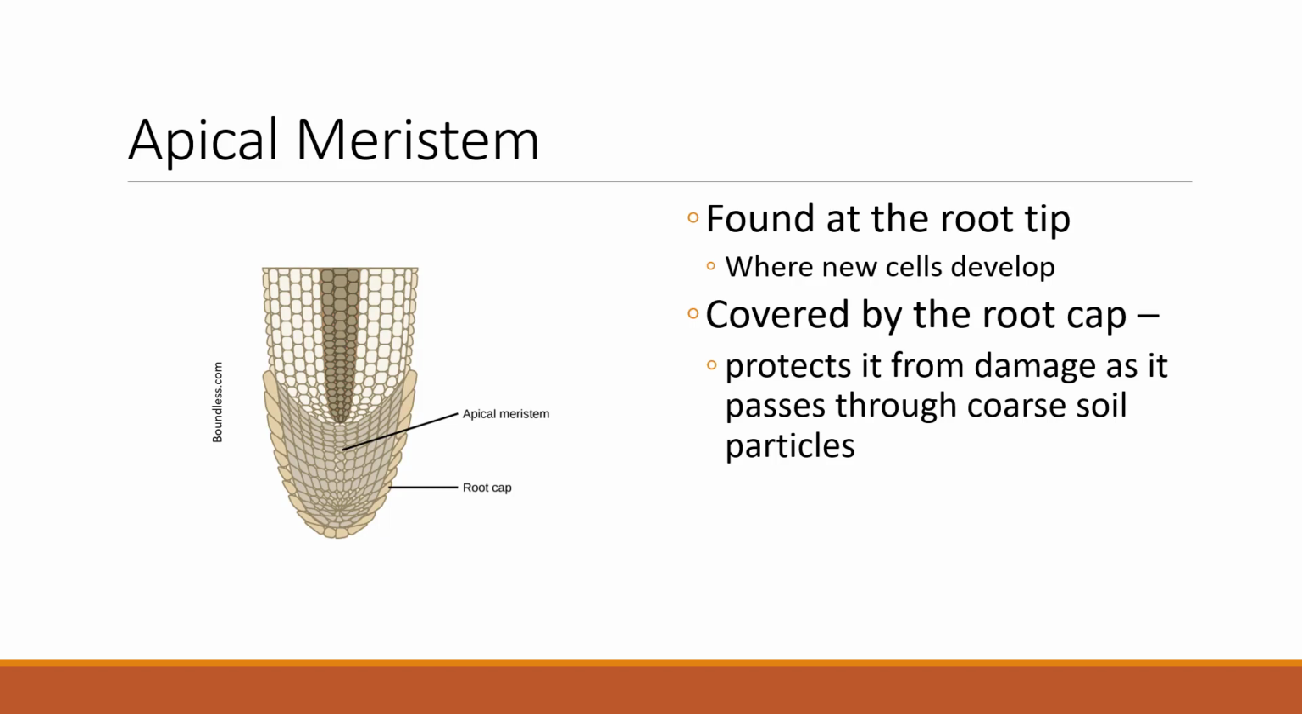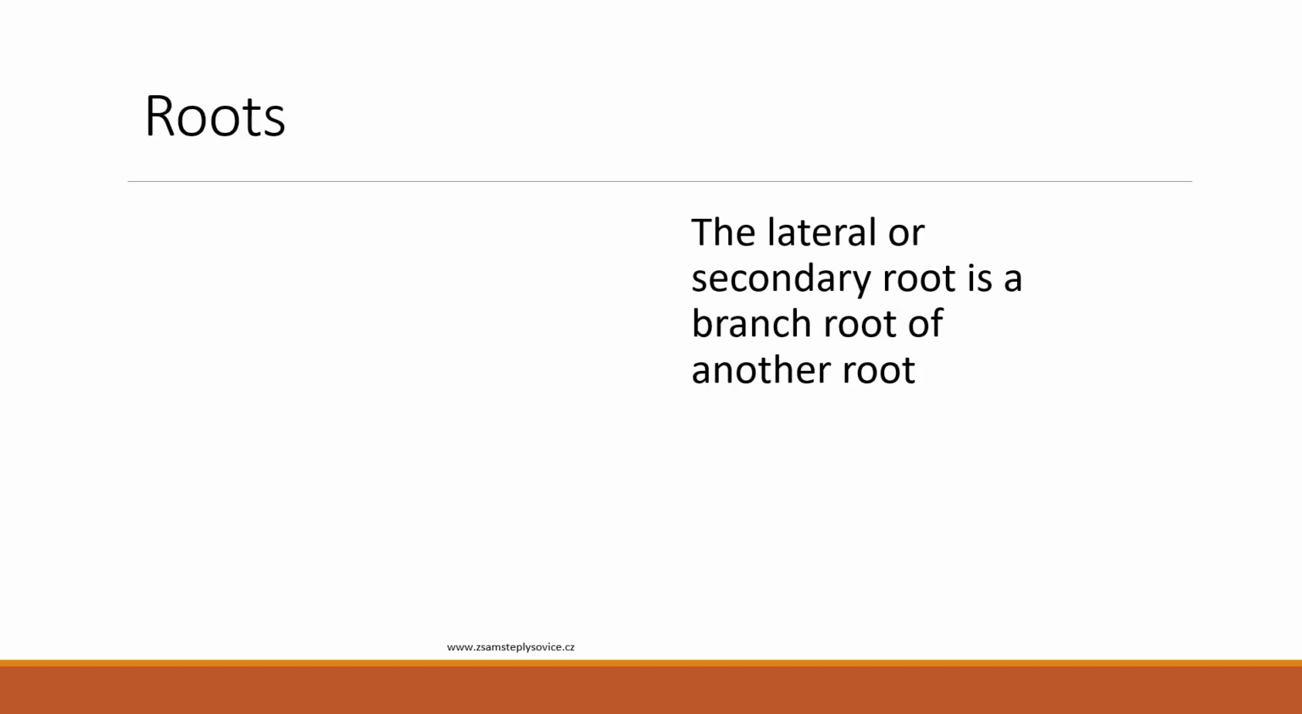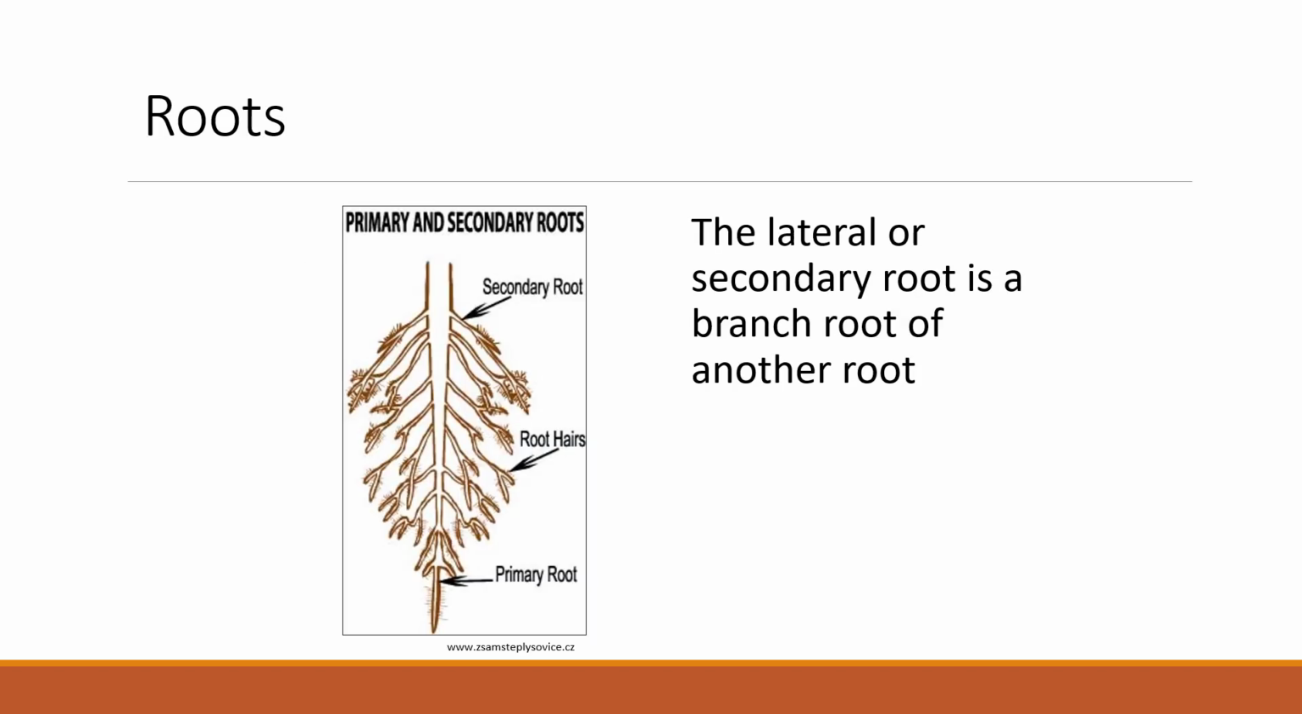The apical meristem is found at the root tip. That's where new cells developed. And then it's covered by a root cap that helps protect it from damage as it passes through soil. So secondary roots are a branch root of another root.